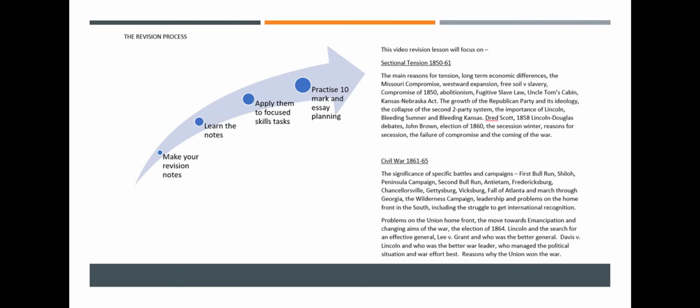Okay, so once again, thinking about this revision process, first thing we need to do is to actually learn the material. We need to make some revision notes and learn it. We can see here under the Civil War section all the different aspects of the Civil War that the exam board want us to focus on, and so this provides a template for how you can make your revision notes.